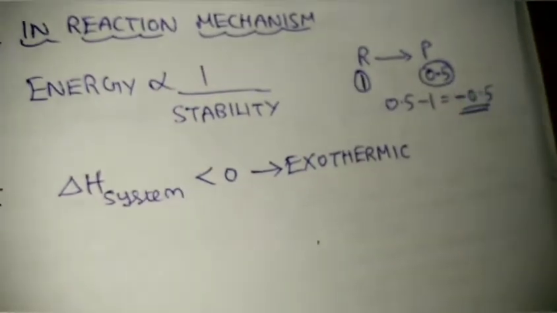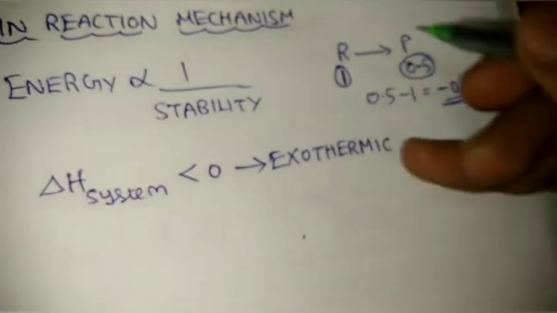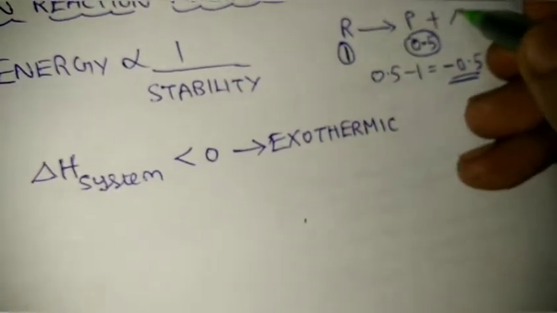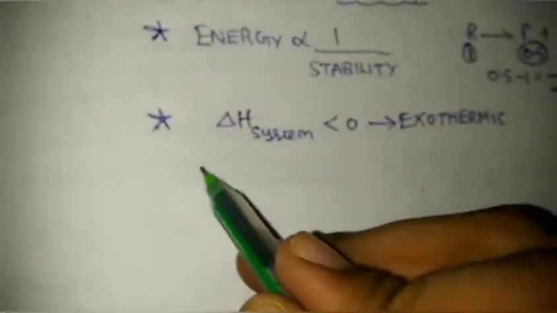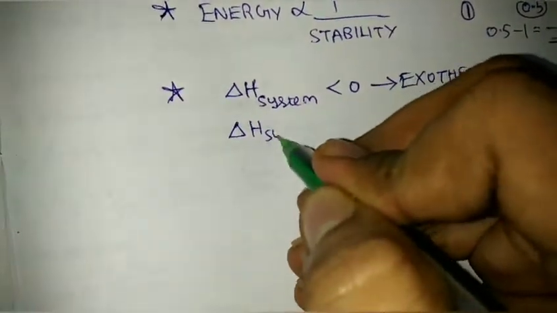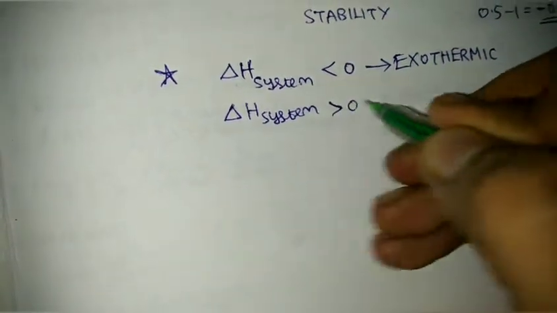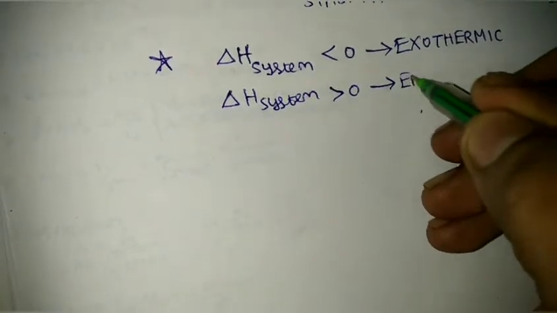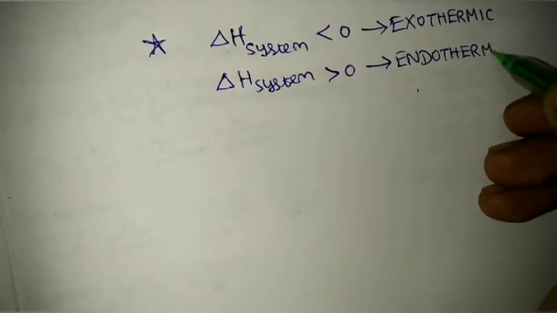So where does the remaining energy go? It is released as heat, basically. That's what I said. So if heat is released here, this is the symbol for heat, okay? So this means the enthalpy of the system is exothermic. If, for example, the same delta H of system is greater than 0, then this process is endothermic. Endothermic means the heat should be supplied, okay?